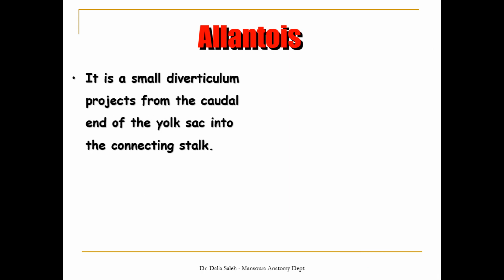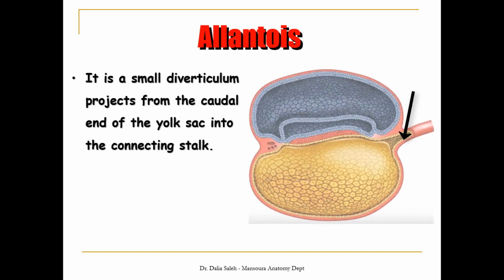I'll talk about the allantois. The allantois is a small diverticulum or small extension that projects from the caudal end of the yolk sac into the connecting stalk.